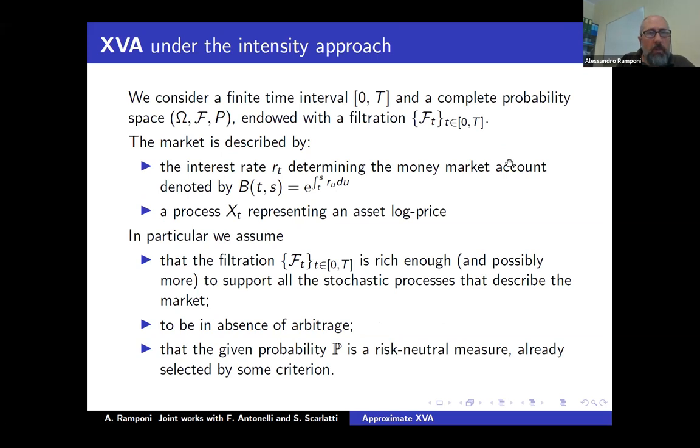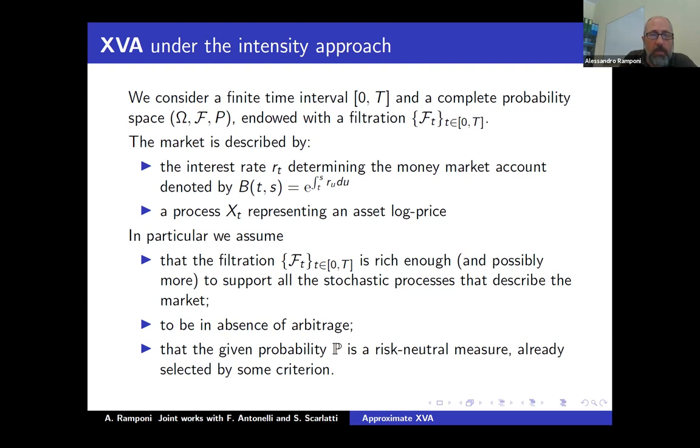Just to be a little more precise, I would like to introduce now the general valuation problem and how this problem is translated into a backward stochastic differential equation. So we consider a market which is described by a given probability space with the market filtration F, an interest rate which we consider deterministic, and the corresponding money market account, and then the log price of the underlying of the option, which is called X.